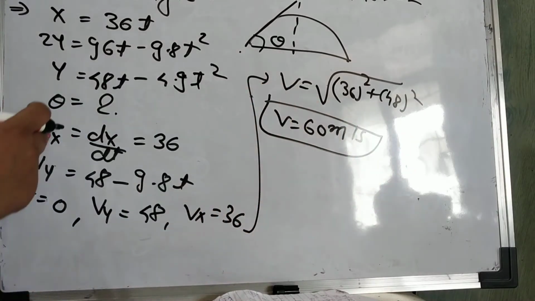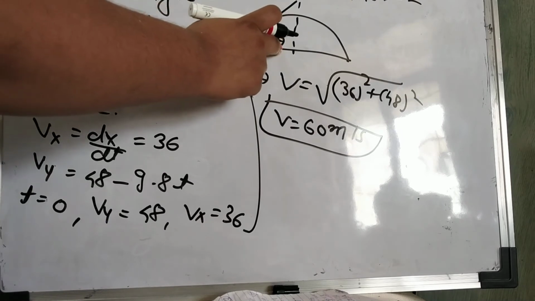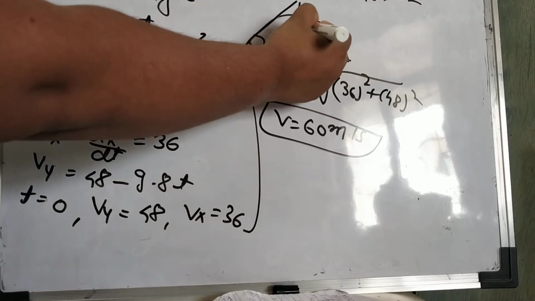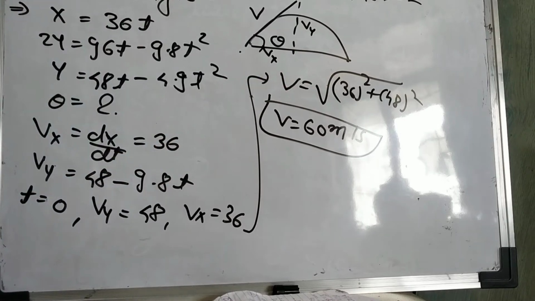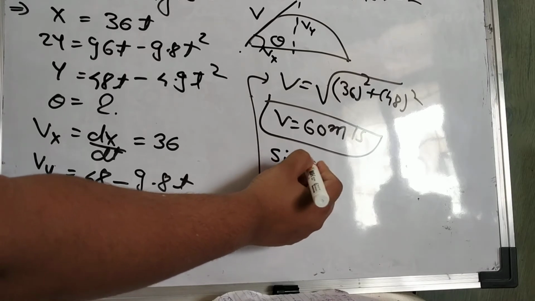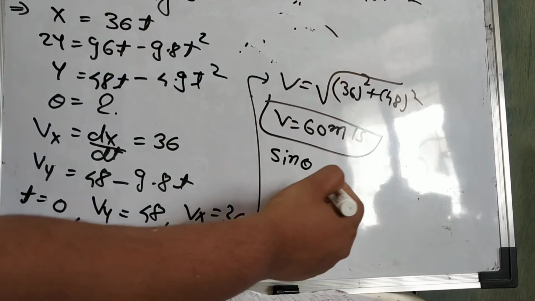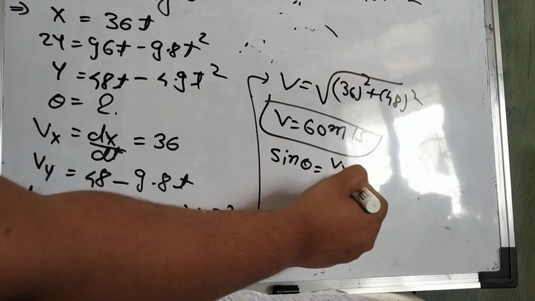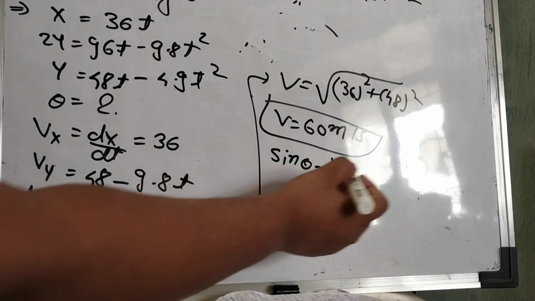Why do we calculate the Vx, Vy and V? Because we have to calculate the angle theta. This is the y-axis, that means this is the Vy, this is the Vx, and this one is V. If we take sine theta, sine theta is equal to what? Vx divided by V.